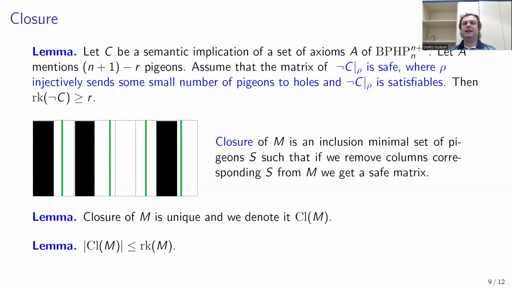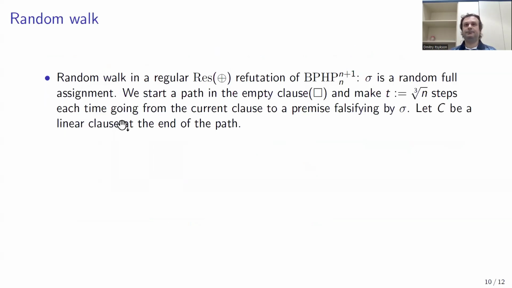So the first lemma on the slide works well if clause C has a small rank and it has a solution that is injective on the closure of the matrix. Now let's go back to the random walk.